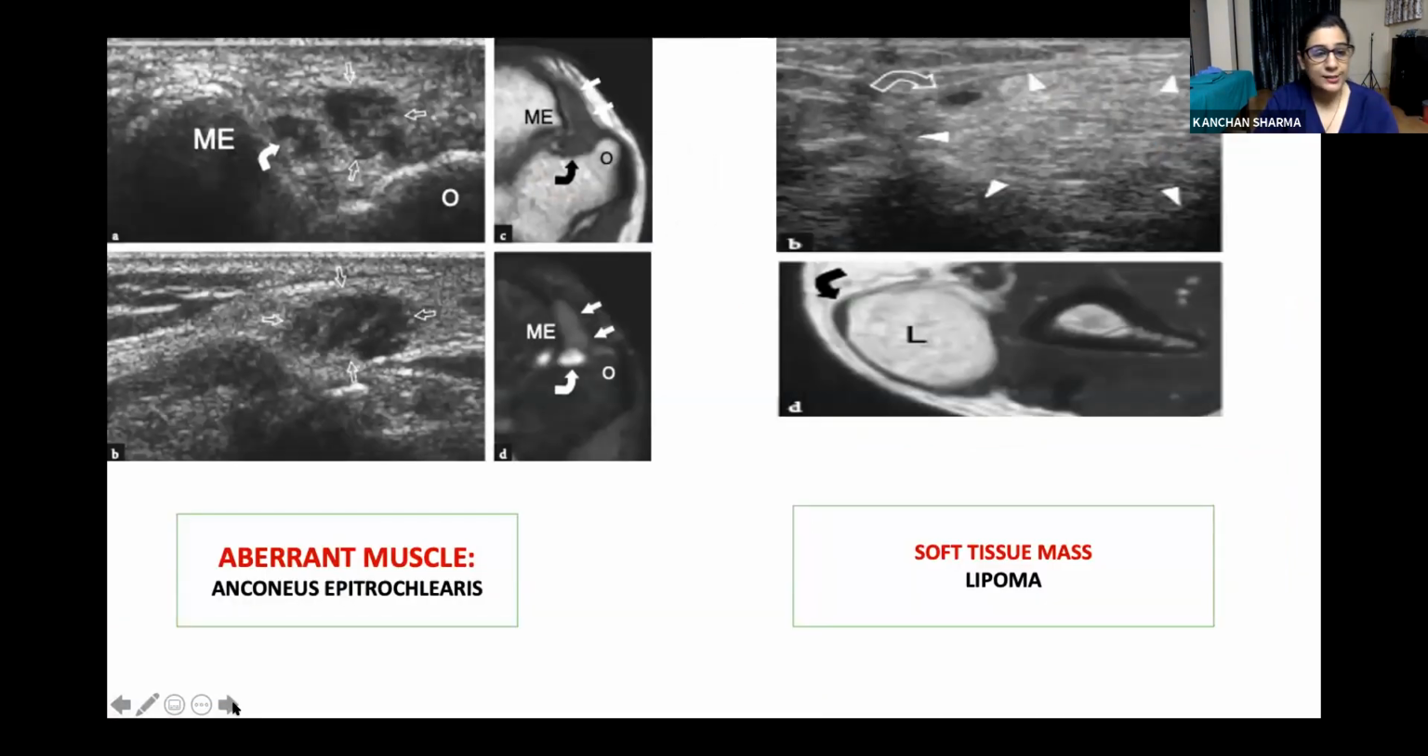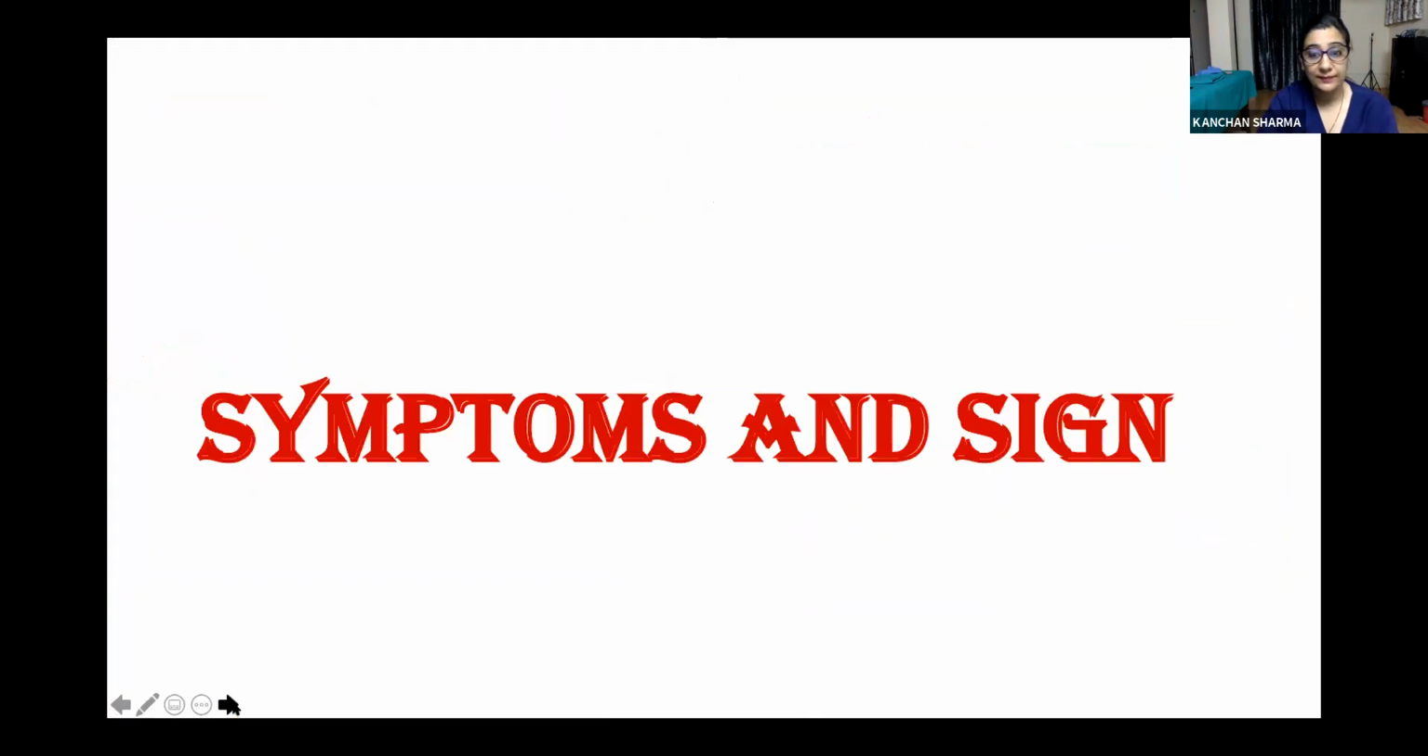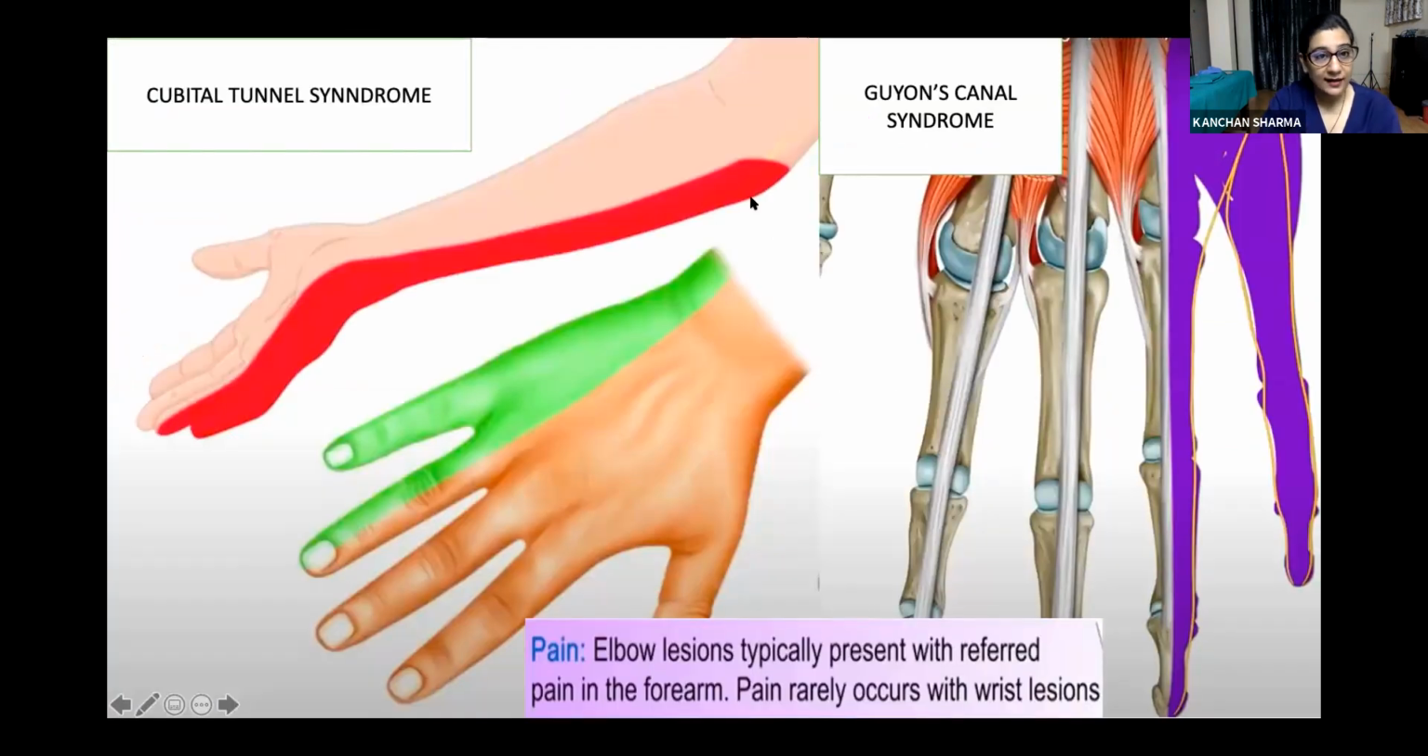Then this, I have already spoken to you about the pathology. This Guyon's canal is not there; actually, I have just forgotten to remove this. Fine. What exactly are the symptoms? This I have already discussed with you, that the patient will be having pain which will be almost from the medial elbow radiating down to the fingers.